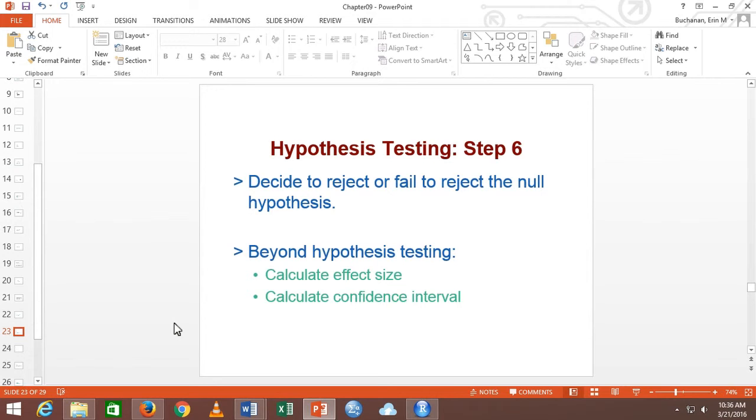So to finalize this, step 6 is reject or don't reject. We already said don't reject. We actually just calculated the confidence interval. We've got the mean is 28 minutes. So the lower limit and the upper limit.